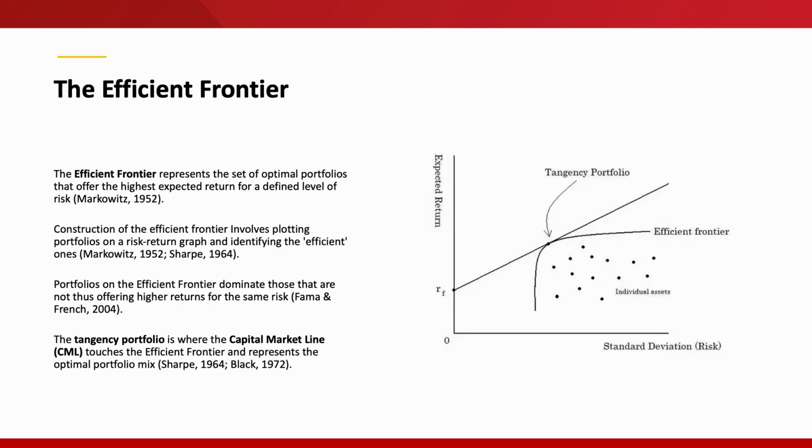The efficient frontier represents the set of optimal portfolios that offer the highest expected return for a given level of risk. It is a visual representation of the trade-off between risk and return in portfolio management. To construct the efficient frontier, we plot various portfolios on a risk-return graph. Portfolios that lie on the efficient frontier are considered efficient because they provide the maximum expected return for a given level of risk. Conversely, portfolios below the efficient frontier are suboptimal because they offer lower returns for the same level of risk. Portfolios on the efficient frontier dominate those that are not.